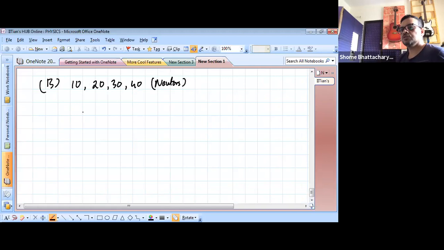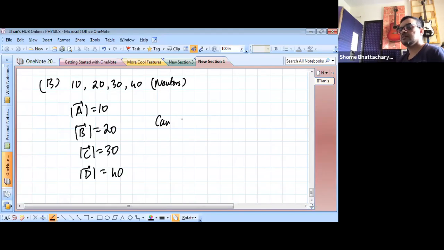So we'll have to do this now like this. Suppose vector E has a magnitude of 10, vector B has a magnitude of 20, vector C has a magnitude of 30, and vector D has a magnitude of 5. So the question is, can this resultant be 0, or a null vector? Can it be?